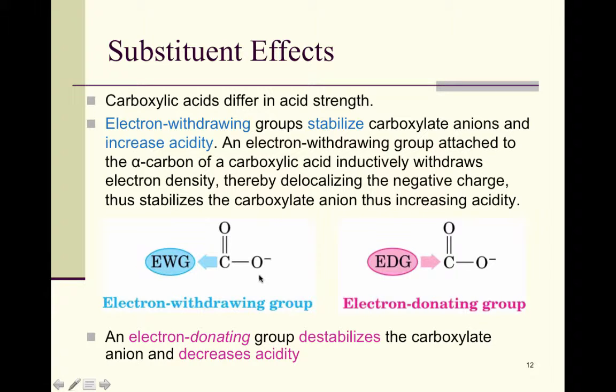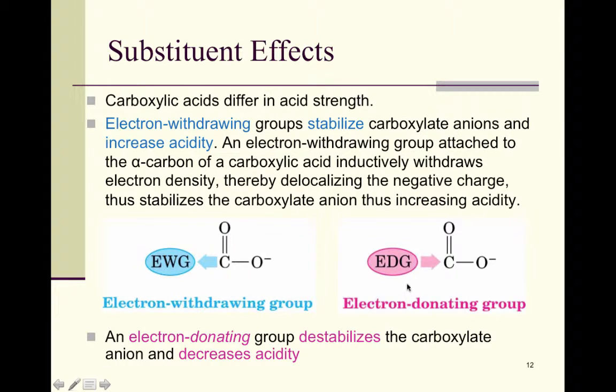An electron withdrawing group attached to the alpha carbon, that would be the one right next to here, of a carboxylic acid inductively withdraws electron density. Anytime we use the word inductively, that means it's happening through the sigma bonds. So through the sigma bond between this carbon and its alpha carbon, electron density is going to be pulled towards this. And what this does is it delocalizes the negative charge, thus stabilizing the carboxylate anion and then increasing acidity.